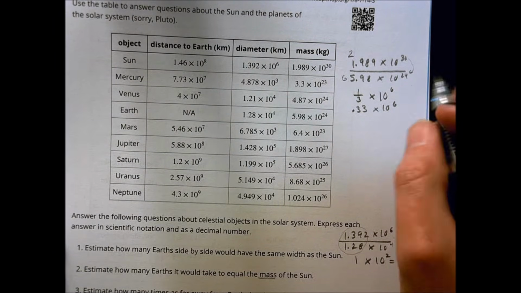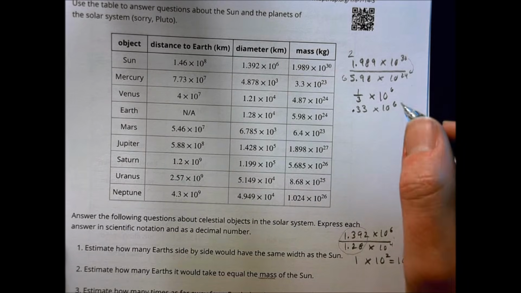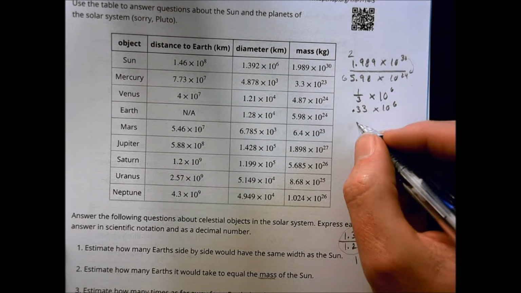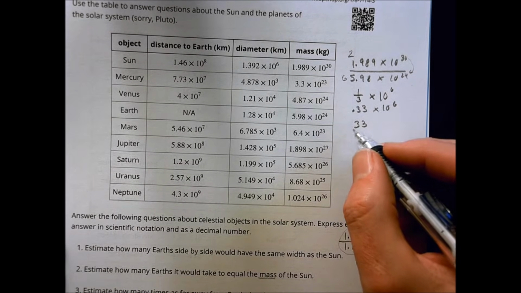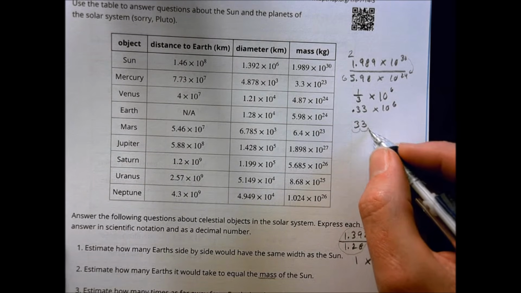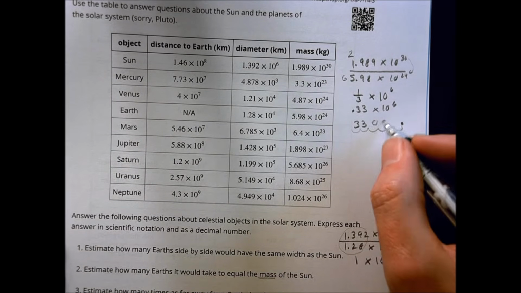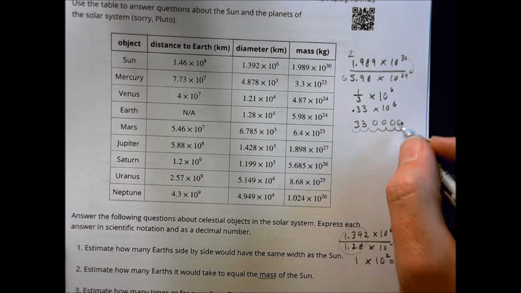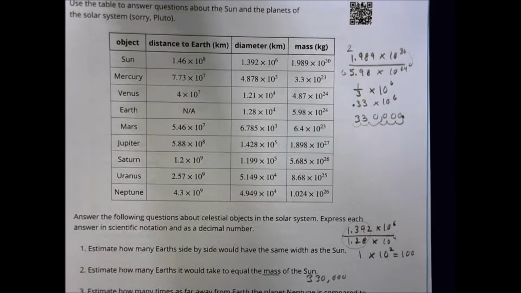And if I want to write that out as a regular number to see how much larger it might be, this becomes 3, and I move the decimal over 6 spaces. So we go 1, 2, 3, 4, 5, 6, decimal point, and put some placeholder zeros there. And what do we end up with? We end up with 330,000 is how many it would take to make the mass of the sun.